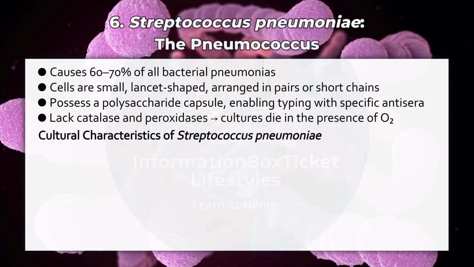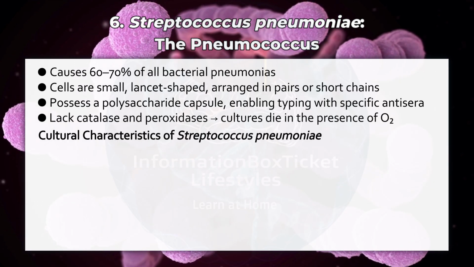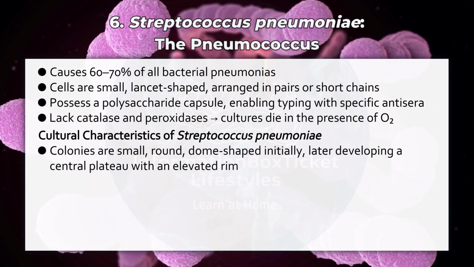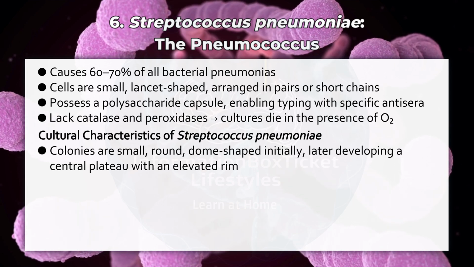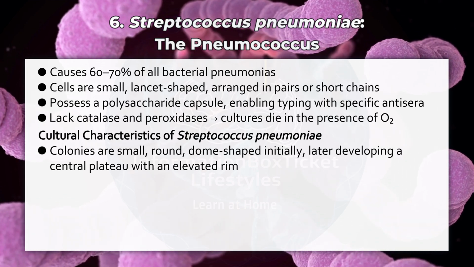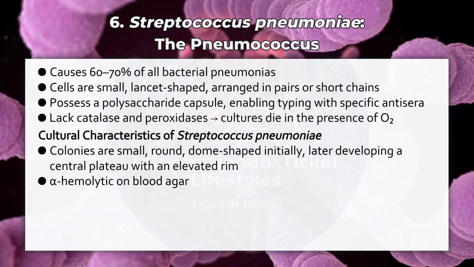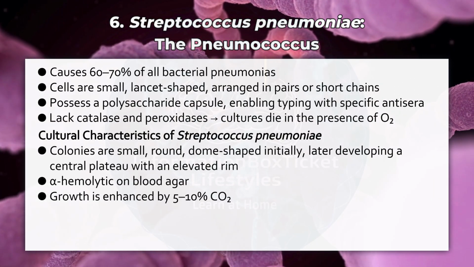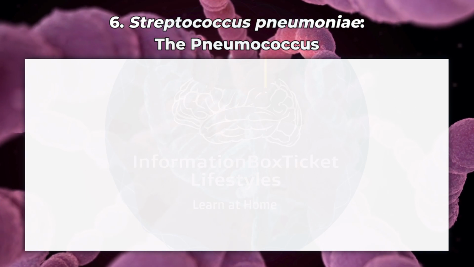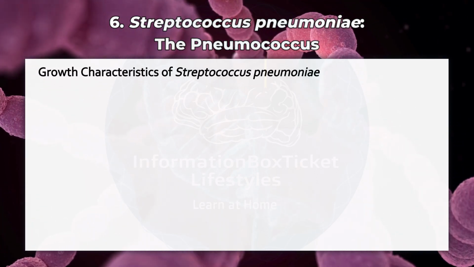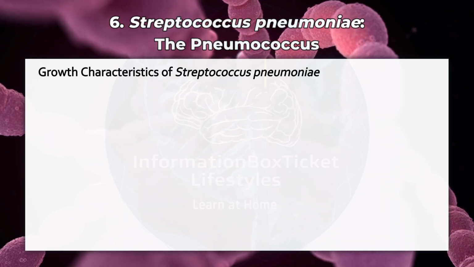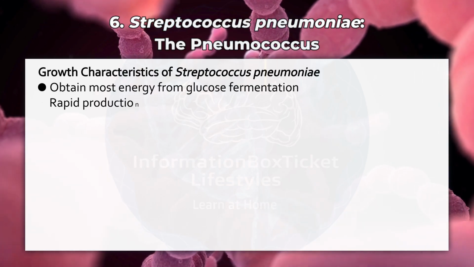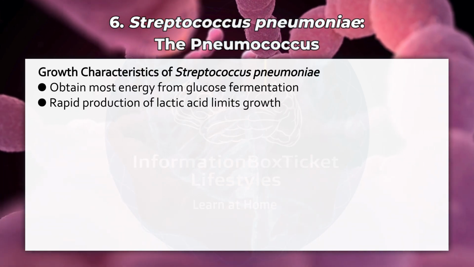Cultural characteristics of Streptococcus pneumoniae. Colonies are small, round, and dome-shaped initially, later developing a central plateau with an elevated rim. They are α-hemolytic on blood agar. Growth is enhanced by 5 to 10% CO2. Growth characteristics: they obtain most energy from glucose fermentation. Rapid production of lactic acid limits growth.